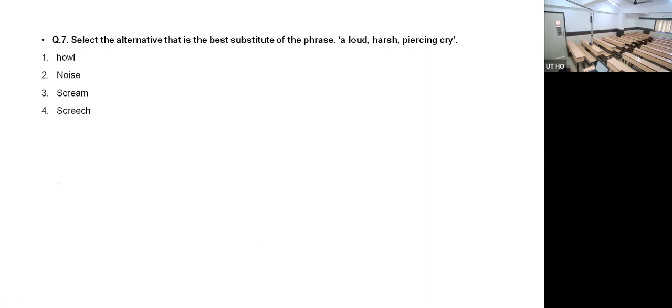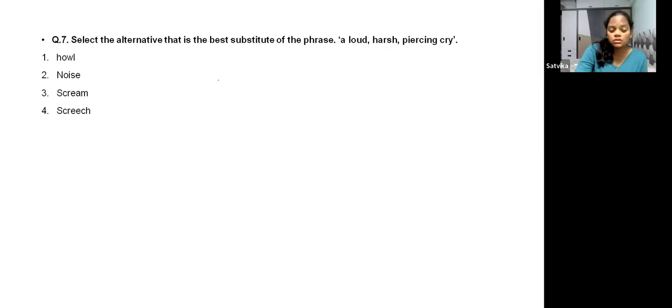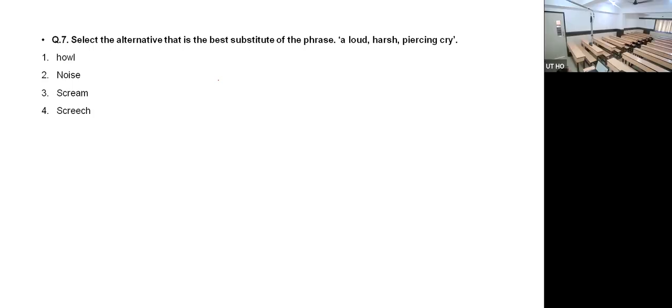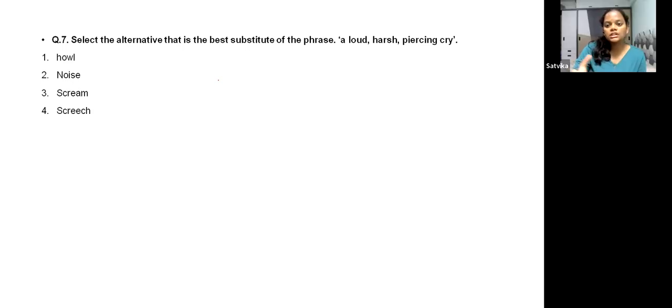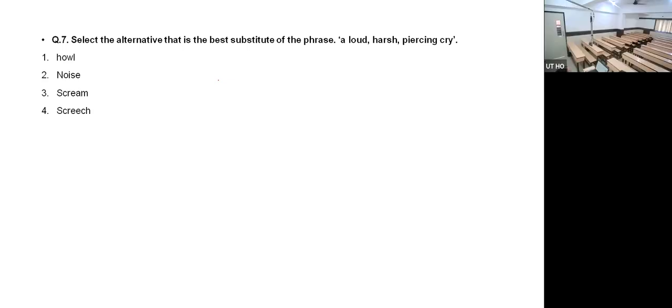Okay. Now a little bit of vocabulary has come in. Select the alternative that is best suited for the phrase, a loud, harsh, piercing cry. Now all the options seem to have to do with noise. Maybe screech, because piercing means screech. But would screech always be loud? Yeah, but piercing means something sharp. But yeah, makes sense. Loud, harsh, something that is harsh.